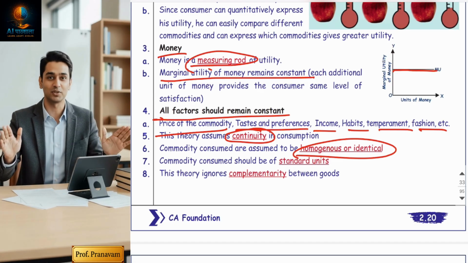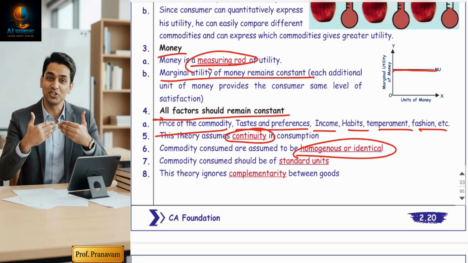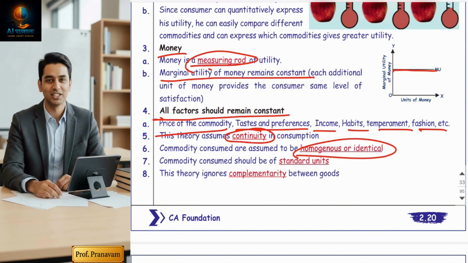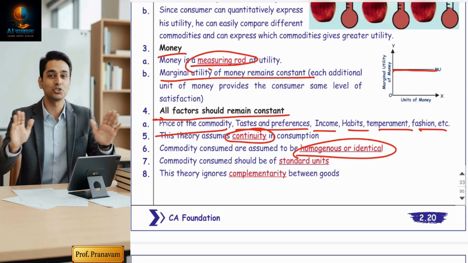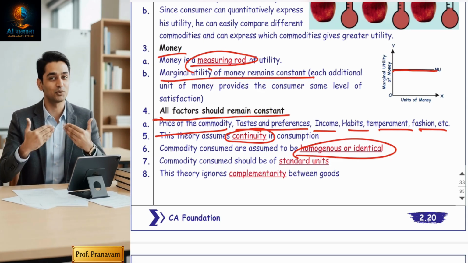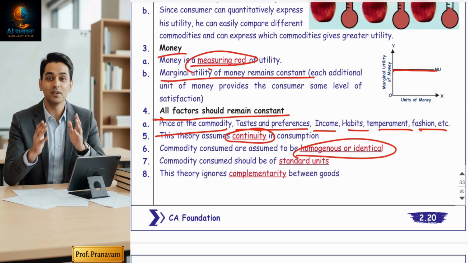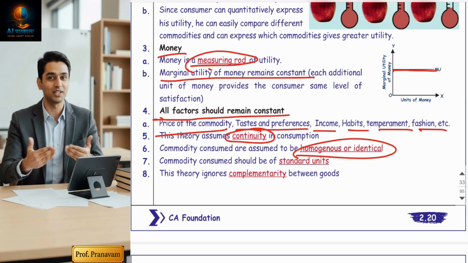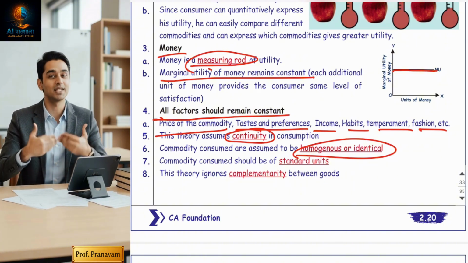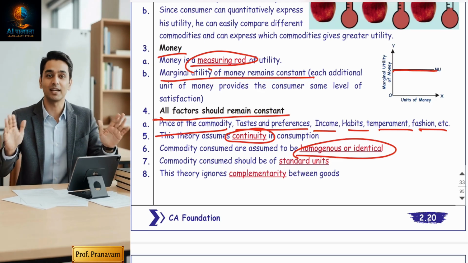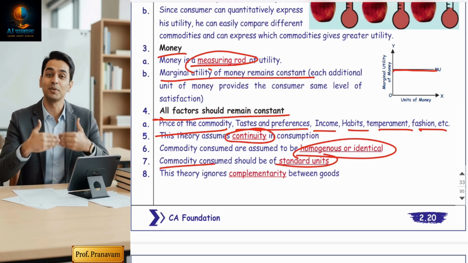The multiple pieces which you are consuming should be homogeneous goods, meaning the taste, shape, color, size should not change, because if each slice of pizza has a different flavor, you will never reach zero, because each slice of pizza is giving you a different type of utility. Your MU will start increasing instead of decreasing. So this is the most important part: the units which you're consuming should be homogeneous and identical. Okay, now the commodity consumed should be of standard units.